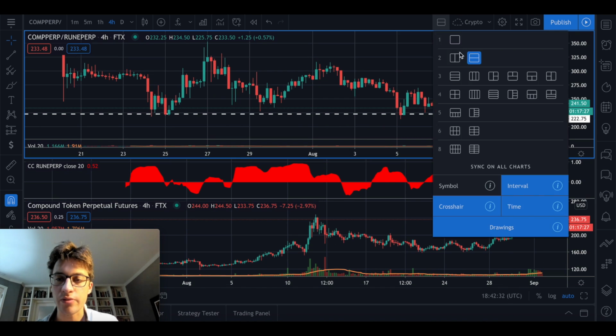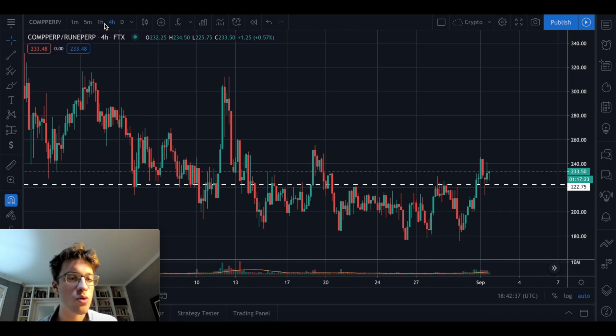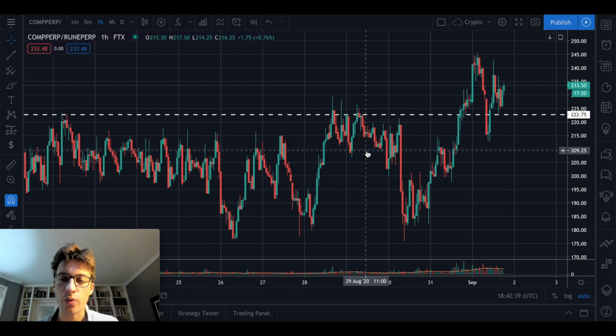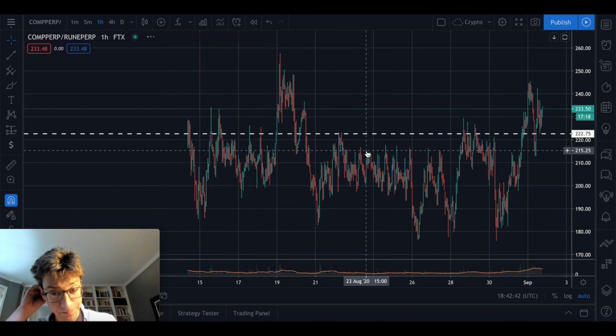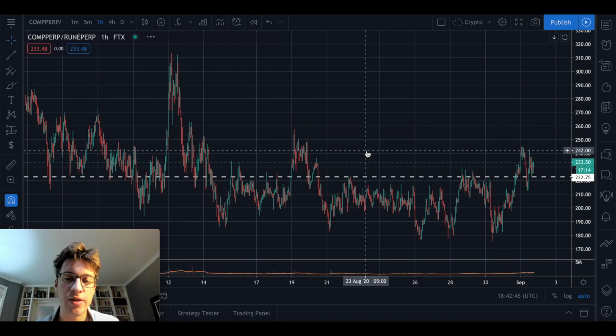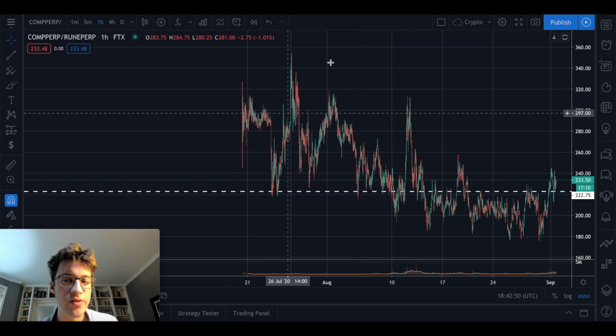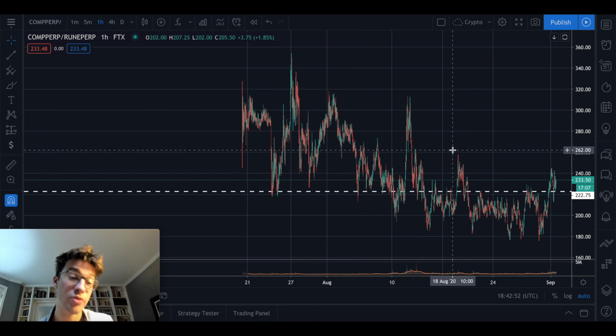I'm just going to click that, and that should work. Perfect, yeah, that does work. So ignore the white line, that will be explained soon. What you're looking at is COMP perp divided by RUNE perp. These are the same two coins that we did a correlation coefficient of before, and this is how that pairs ratio has traded over time.